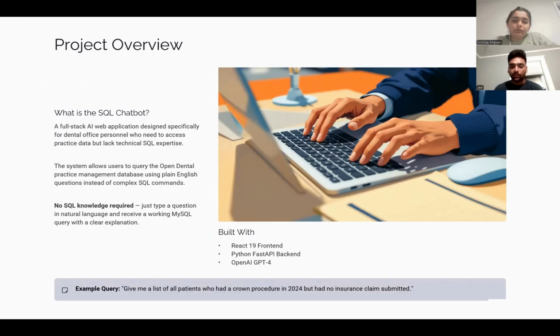It's built with React for the front end, Python, and we are using OpenAI GPT-4 APIs for this application.